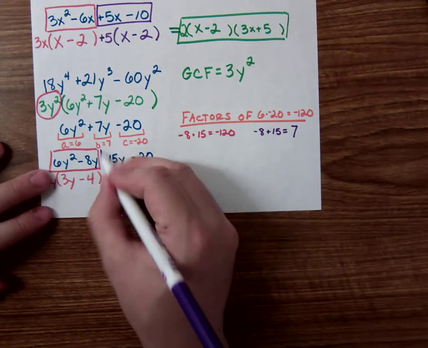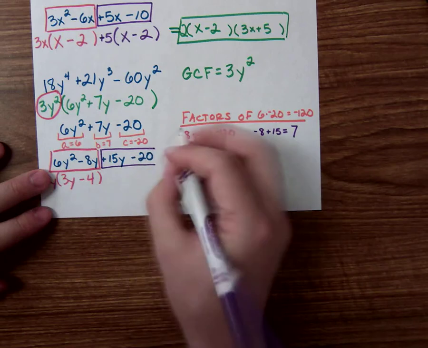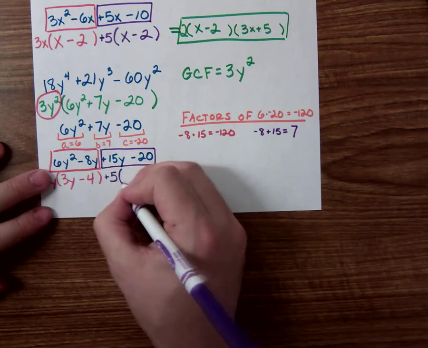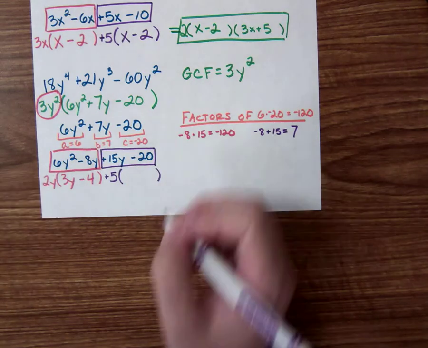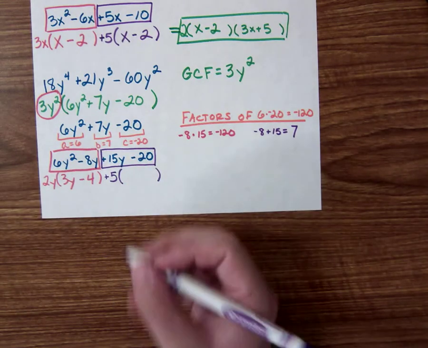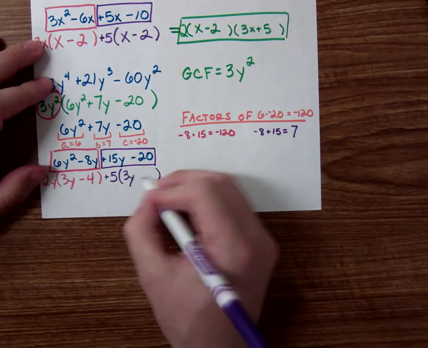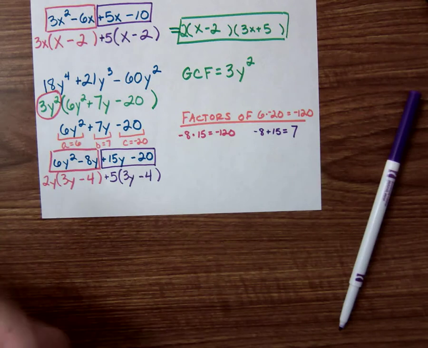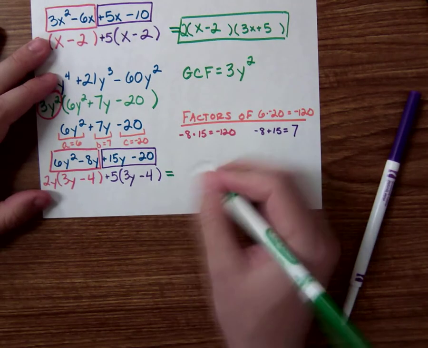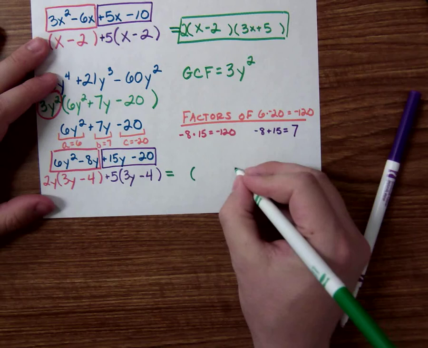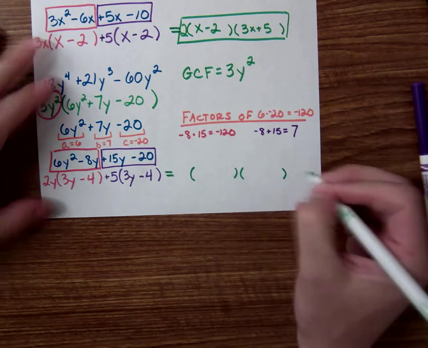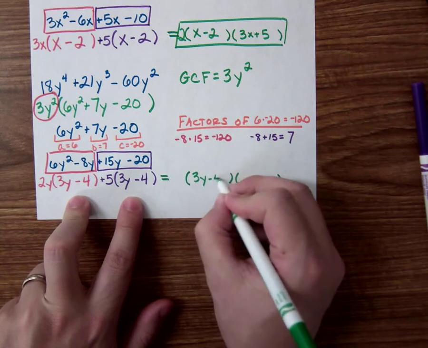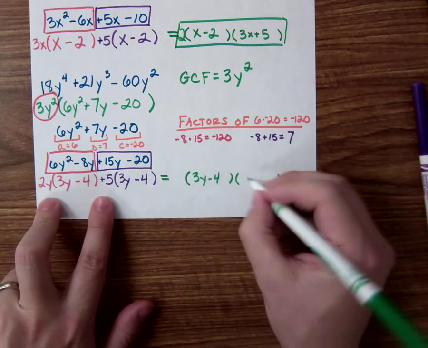Then let's look at the next pair. Positive 5. It starts with a positive. Back out positive 5. That would leave us with 3y minus 4. Oh my goodness, what are the odds? So what will be out in front? 3y minus 4. And what's left? 2y plus 5.